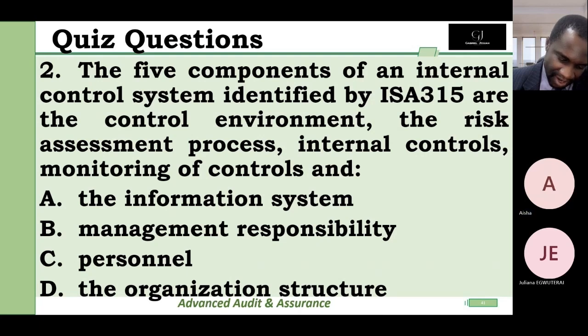This one is tough. Everybody's quiet. 5 components of internal controls. What are your picks? I'm thinking A, information system. I think so too. Are you thinking or you are choosing? I'm thinking and choosing. Okay. Final answer A. Are you sure it is A, or you are choosing or you are thinking? It's A. Okay. A. All right. Final answer A.